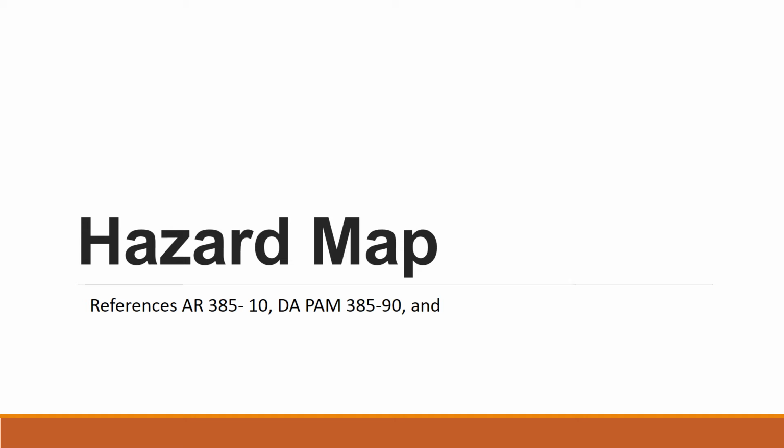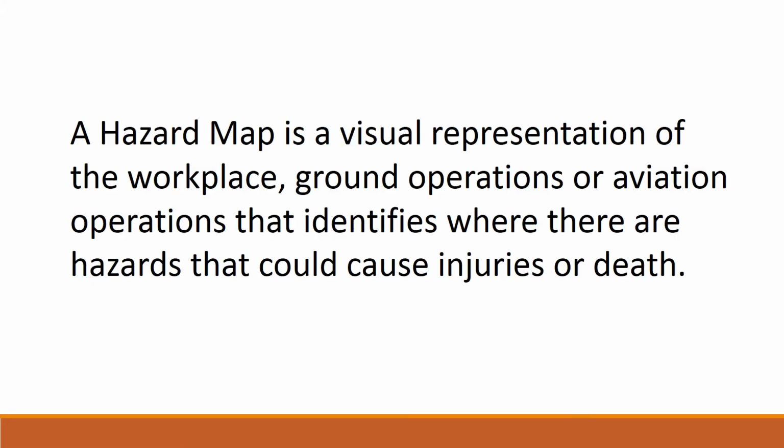Today we're going to look at hazard maps. We are going to look at different types of hazard maps that could be used with whatever job description you might have. What are hazard maps? Hazard maps are visual representations of the workplace that identify where hazards are that could cause injuries. Later we will look at hazard maps that are not just used for everyday workplace.